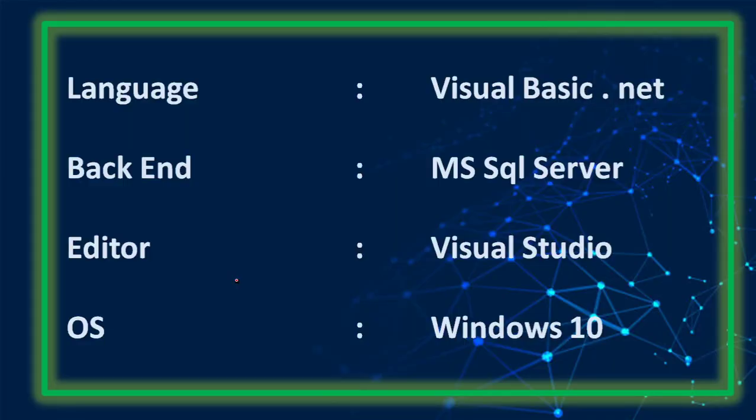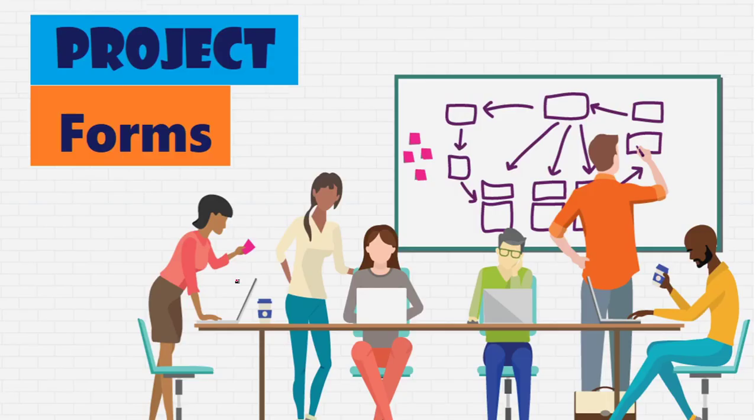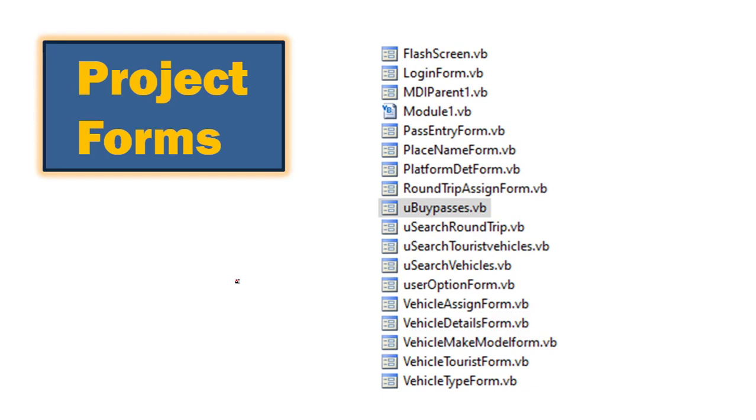Software requirements: these are the requirements for this particular project. Project forms: you can see the many forms used. One is a splash screen to show the title, a login form to log into the project, and an MDI parent to have a menu that helps us navigate between the rest of the forms. Module, then pass entry form, where you can enter the passes. Place name, which are the places the bus goes, so you can schedule from place to place. Platform, as I discussed, what platform it is at a bus stop.